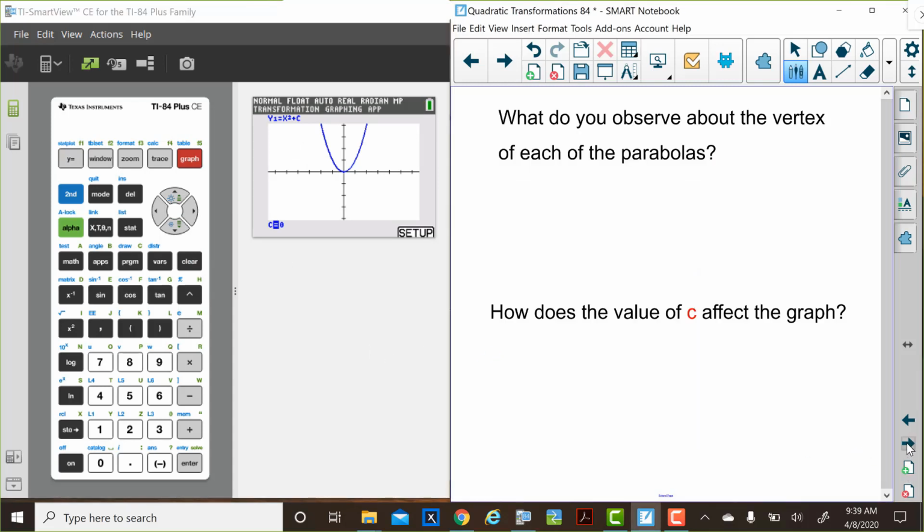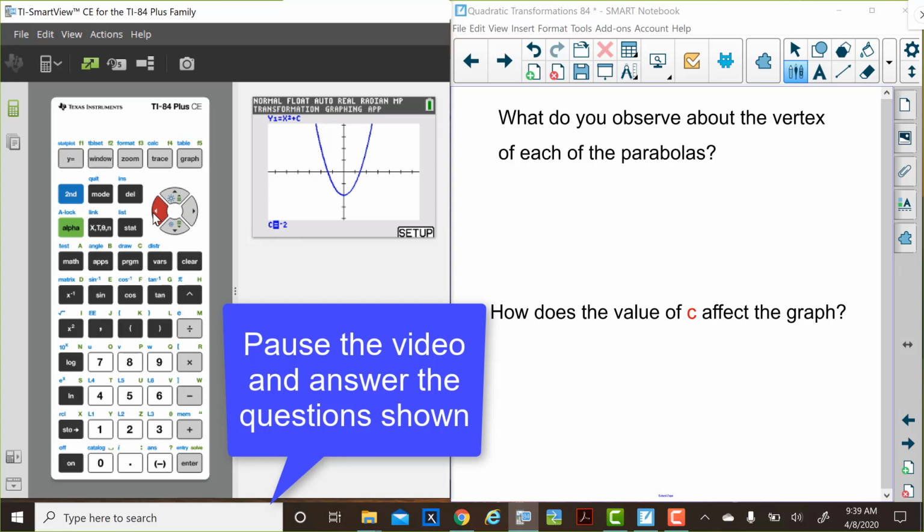The value of c is currently 0. If you're using a calculator or the software and your value of c is not equal to 0, simply press 0 followed by enter. And then you can change the values of c, as Judy is showing, by pressing the right or left arrow key. What do you observe about the vertex of each of these parabolas? And how does the value of c affect the graph? Pause the video, please, and write down your answers to these questions based on the changes that you see in the c value.